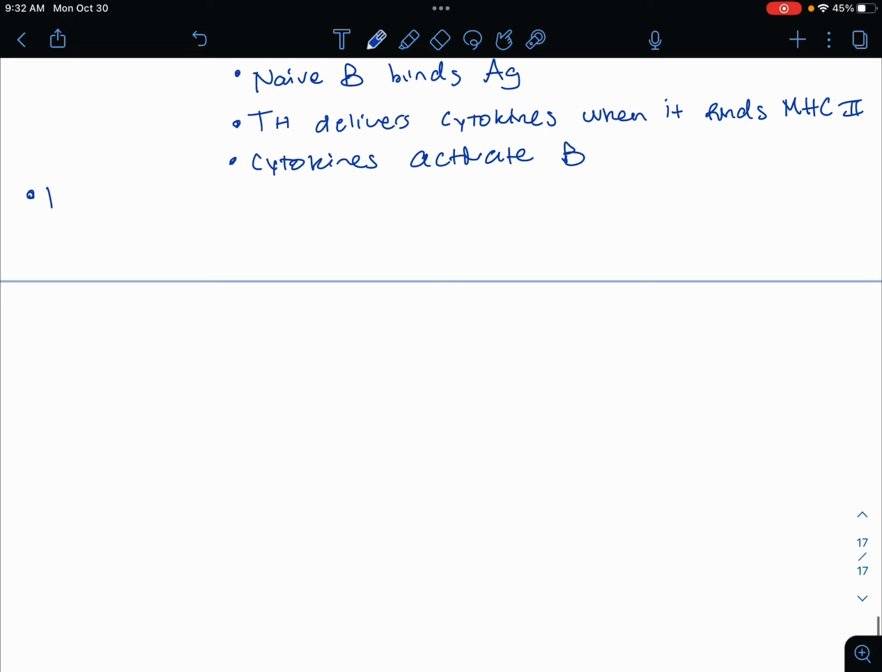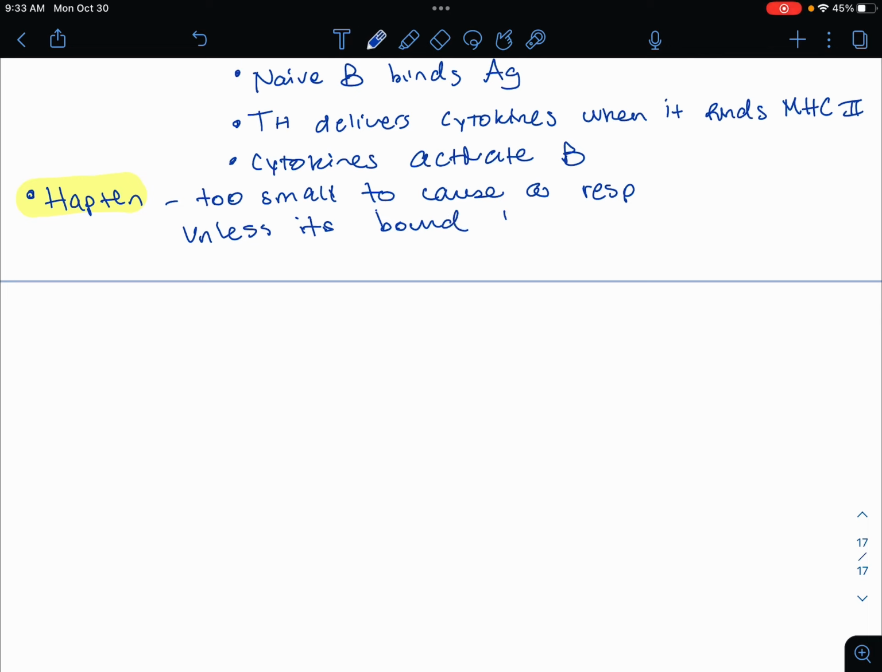A hapten is a molecule too small to cause a response unless it's connected to a protein. An example would be penicillin causing an allergic reaction.